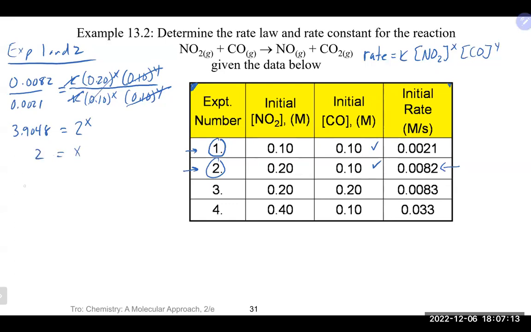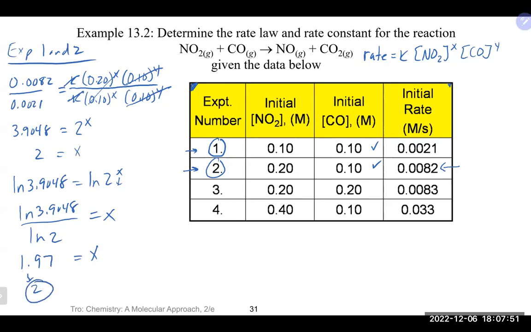If not, then you would take the natural log of 3.9048 equals the natural log of 2 to the X. When you take the natural log of 2 to the X, the X comes down to just being X. We then take the natural log of 3.9048 divided by the natural log of 2, which will equal X. If we take the natural log of both and do a little dividing, that gets us basically X equal to 1.97. I'm going to call that close enough to 2 for my taste. Any questions on that?